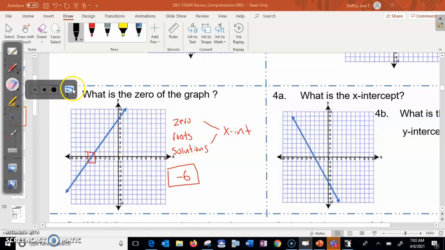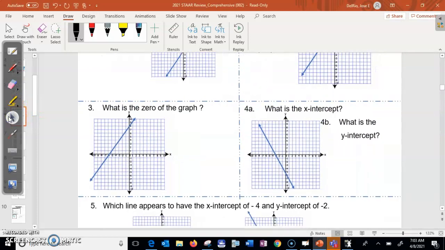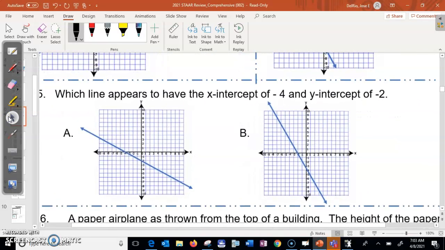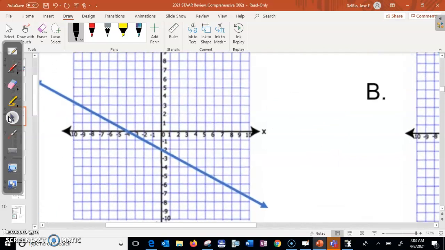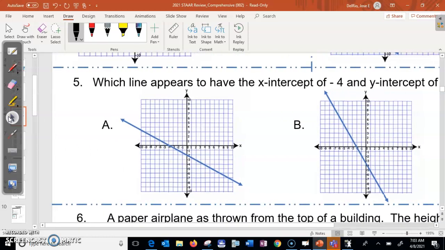All right, so let me go ahead and look at the next question. I believe we can skip 4A and 4B because we know what that is. Question 5, easy. They want an x-intercept at -4 and a y-intercept at -2. So let's look for the x-intercept at -4. There it is. And right here, it crosses at -2. Notice I'm going to go ahead and box both. Right here at -4. And then obviously right here at -2. A is your answer. And yes, it is that straightforward, guys.